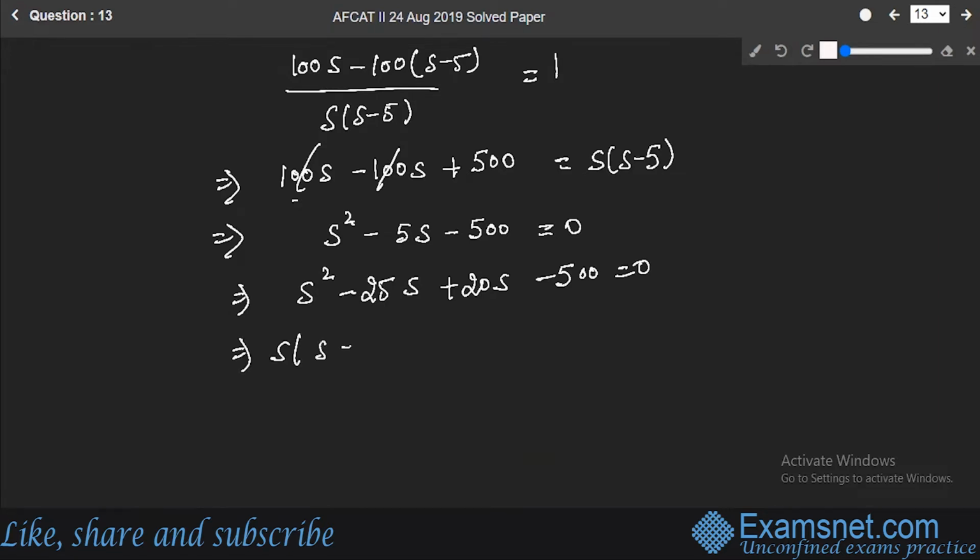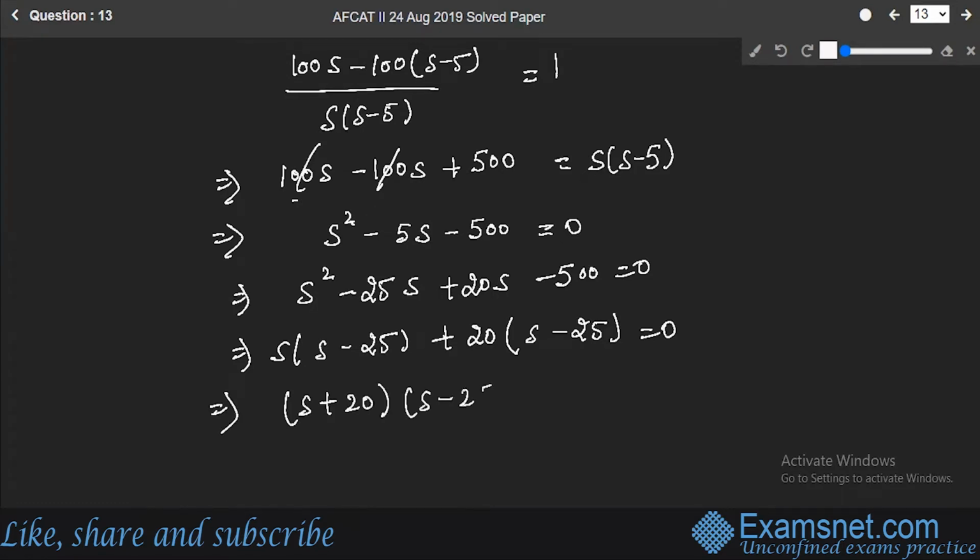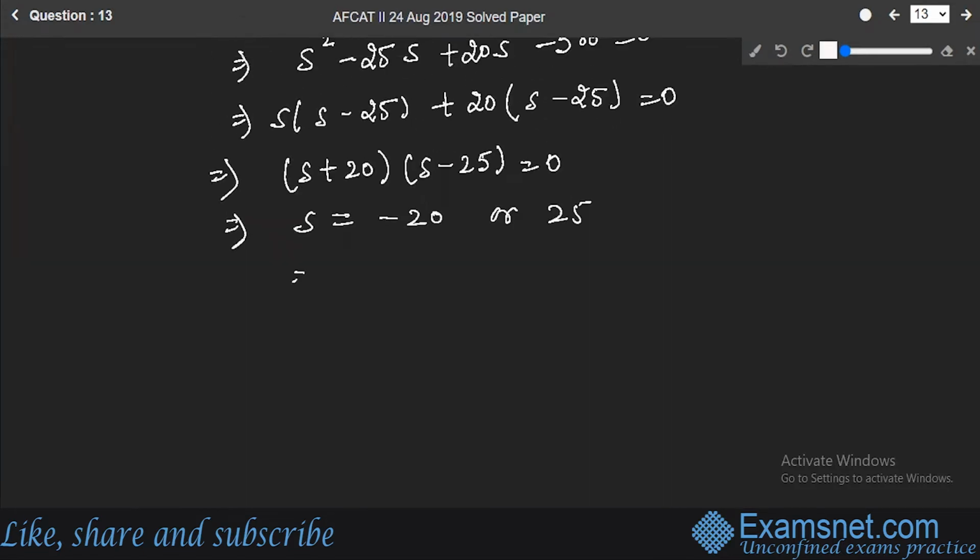So just take the s common, s minus 25 plus I'll take 20 common. S minus 25 is equal to 0. So the first one is S plus 20 and the second is S minus 25 is equal to 0. So from here you have S is equal to minus 20 or 25. See, the speed can't be negative. You can't have a negative value for the speed. So that means the speed is equal to 25 kilometer per hour.